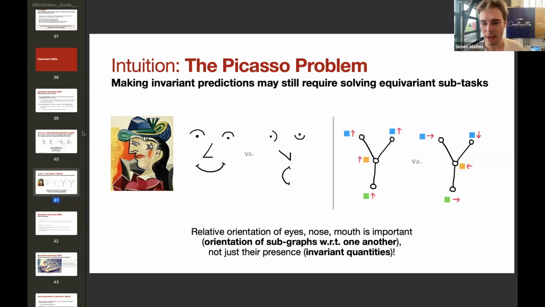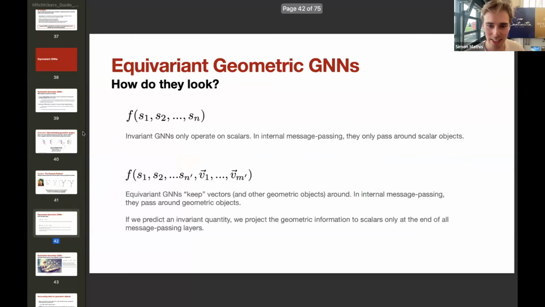If we want to make a prediction of whether we're looking at a happy face or a sad face, we might want to know how the different components of that face relate to each other, how they are oriented with respect to each other. So I think that's enough motivation and intuition. Let's actually look at what these equivariant networks look like.